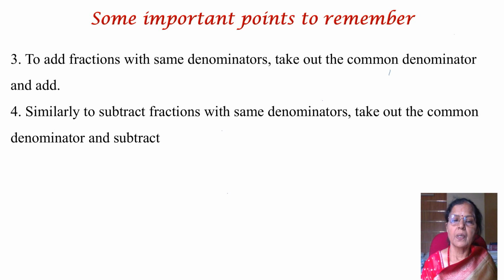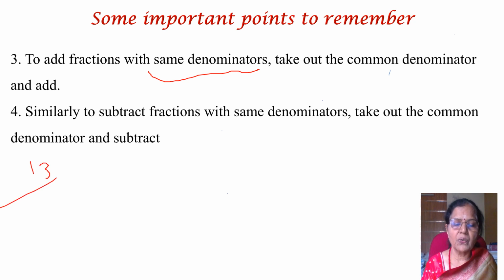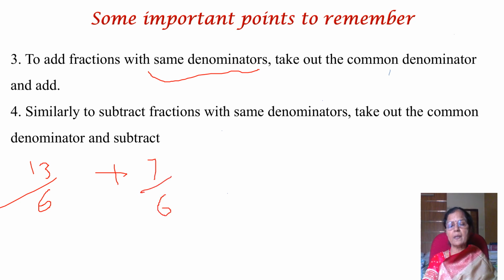Just take out the common denominator and then add the numerators. That is all. It's very simple to add fractions with the same denominator. We'll see an example here. 13 by 6 is an improper fraction, and you want to add this with 7 by 6, which is again an improper fraction. Why? Because the numerator is greater than the denominator. We are adding two improper fractions.